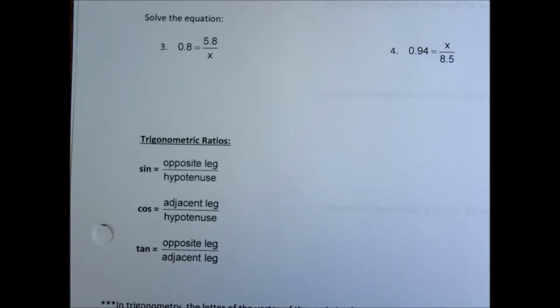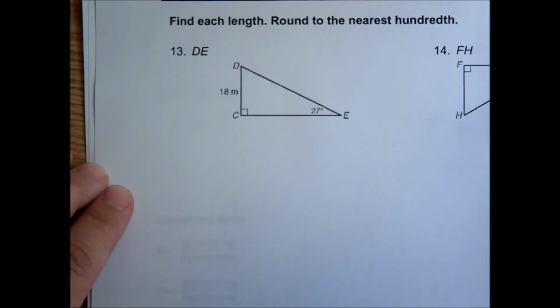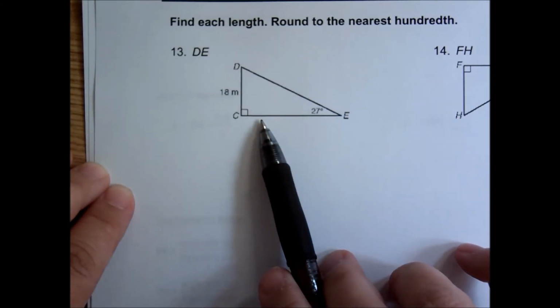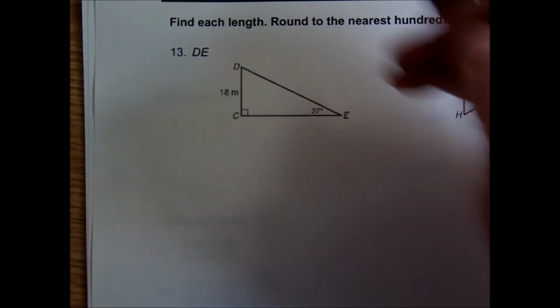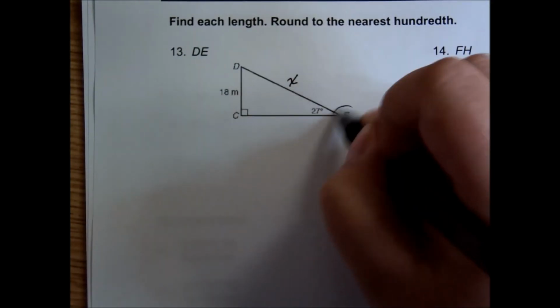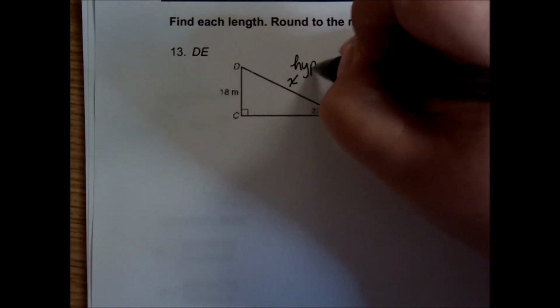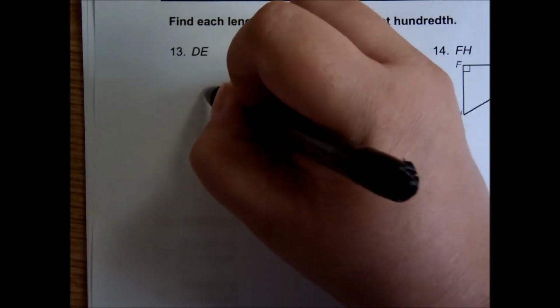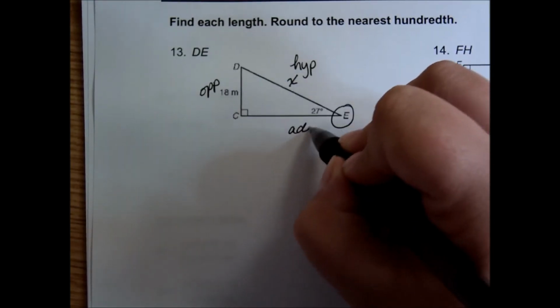Let's find some missing side lengths. Find each length, round to the nearest hundredth. Okay, you might want to go ahead and pause and try number 13. All right, now you've hopefully tried this. If I'm being asked to find DE, this is x. So that means from the angle that's 27 degrees here, I'm working with the hypotenuse and I'm working with the opposite side. This would be the adjacent side, and I don't need it.